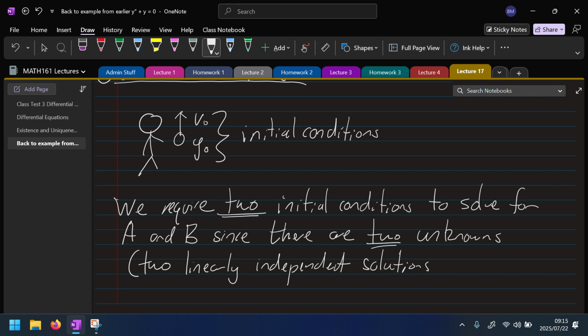Okay, how did we get two linearly independent solutions? Well, because it was second order. If it was a third order differential equation, we would have three linearly independent solutions. We would have three unknowns, and therefore we would need three initial conditions.